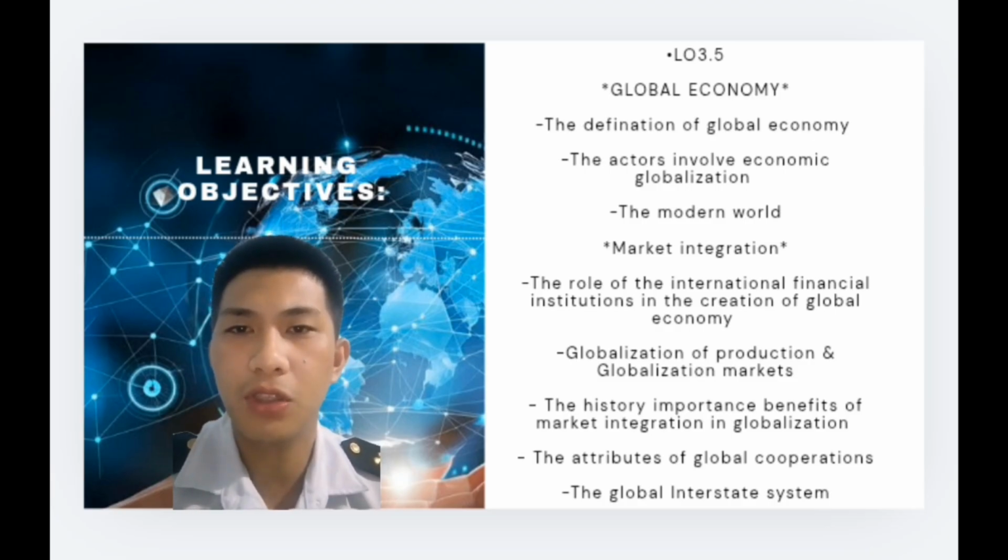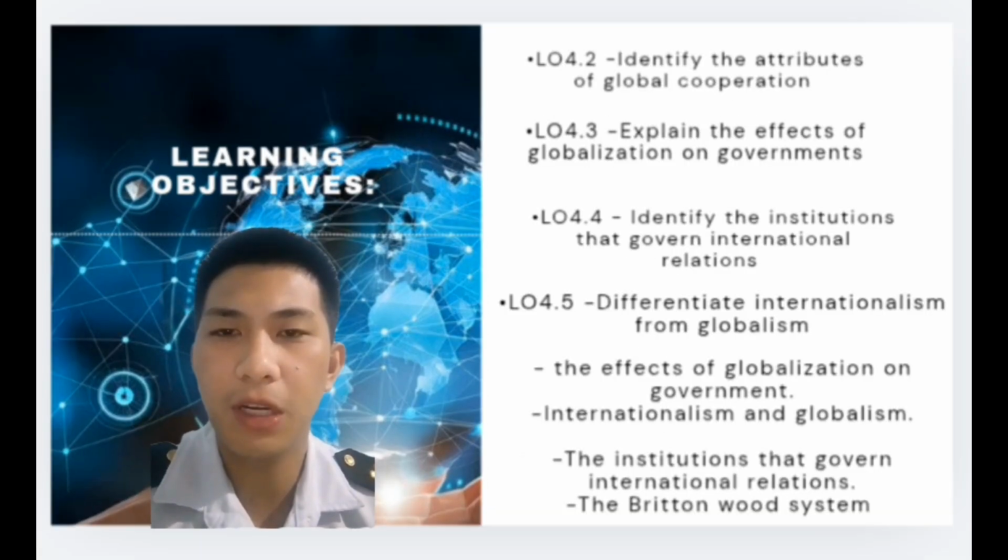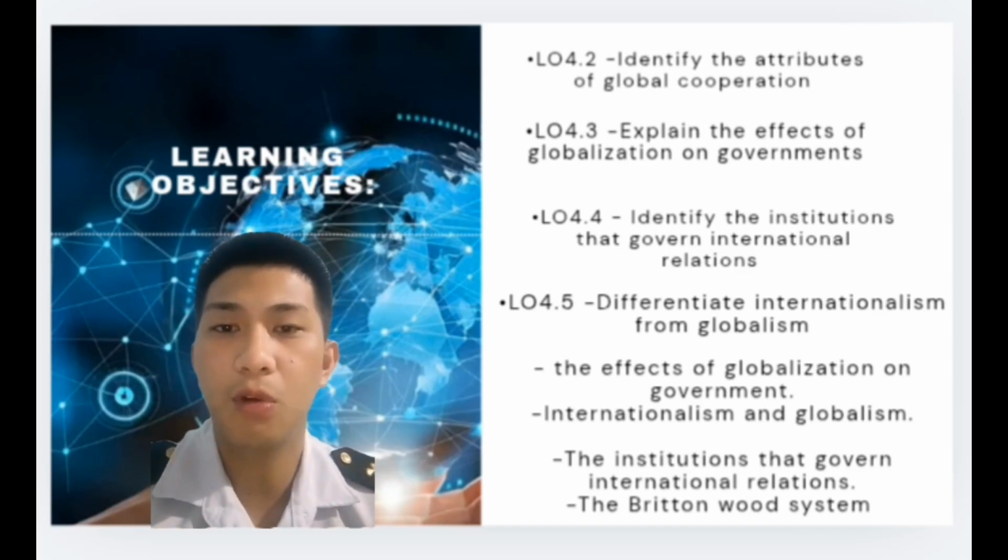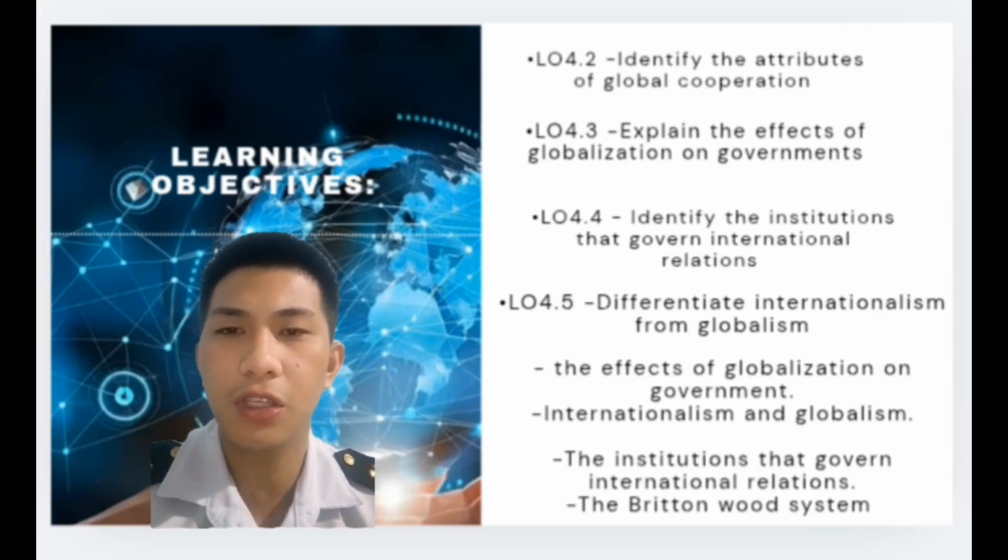And for the global interstate system, they are: identify the attributes of global corporations, explain the effects of globalization on governments, identify the institutions that govern international relations, differentiate internationalism from globalism, and lastly, the Bretton Woods system.